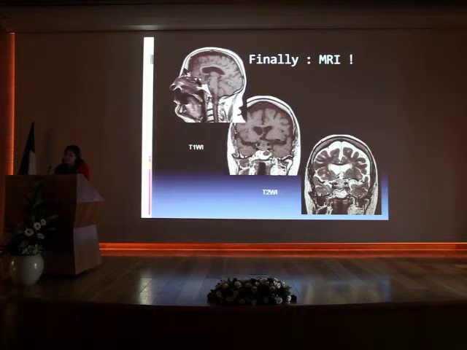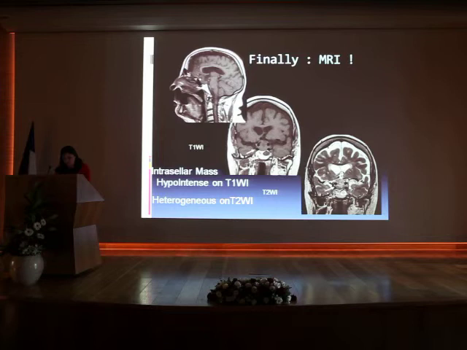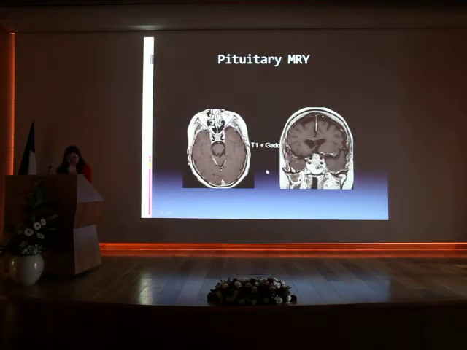Finally, she had her MRI, showing here T1 weighted images, and T2 weighted images here on the right. She had a mass here on the pituitary with an enlargement of the sella. The mass was hyperintense on T1 weighted images, heterogeneous on T2 weighted images, and after gadolinium we can see a heterogeneous enhancement of the mass.